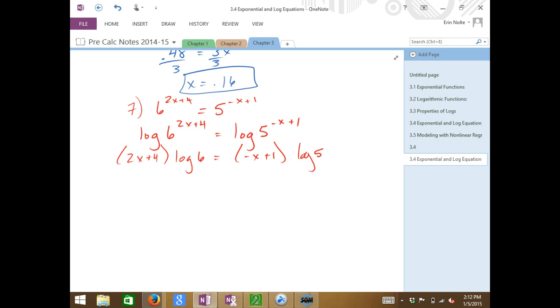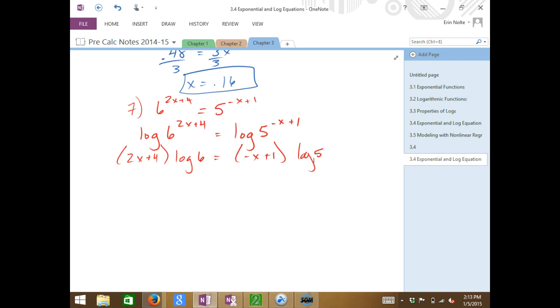How did you make it into log? I just put a log on both sides. Would that be a log base? Yes, it is a log base 10. If you just have a log and it's not written, it is automatically assumed to be base 10. You don't have to write that. It does not change anything as long as it's the same on both sides.